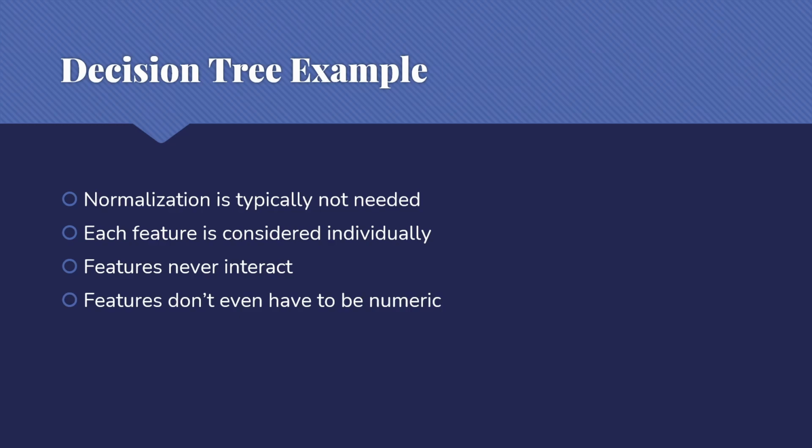In fact, in decision trees, we don't even have to have numeric features at all. We can look at color, for example, and divide by these things are blue, these things are red, these things are green, without having to ever worry about what values we're using to represent those categories.